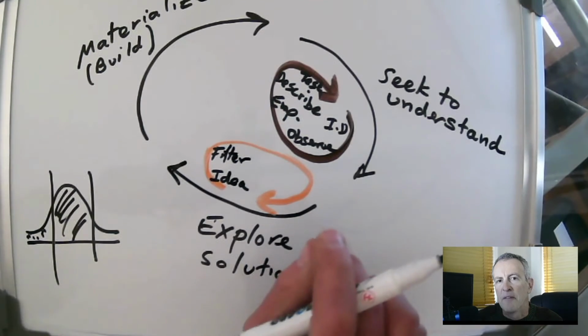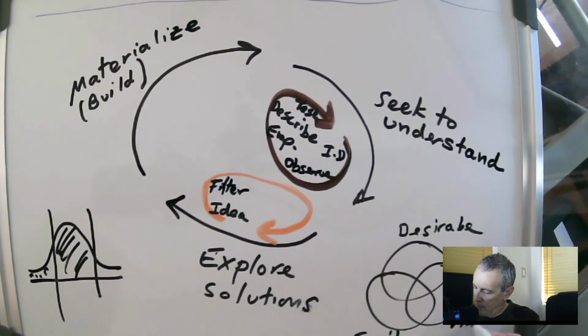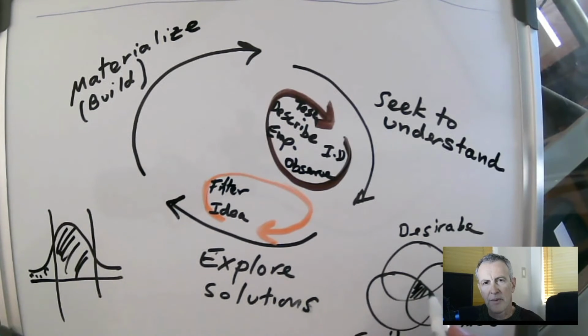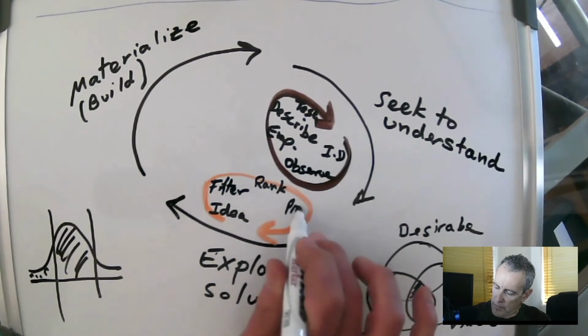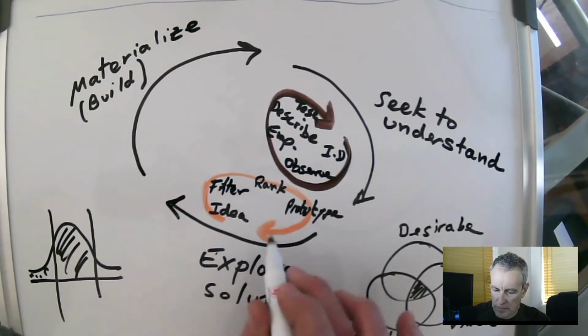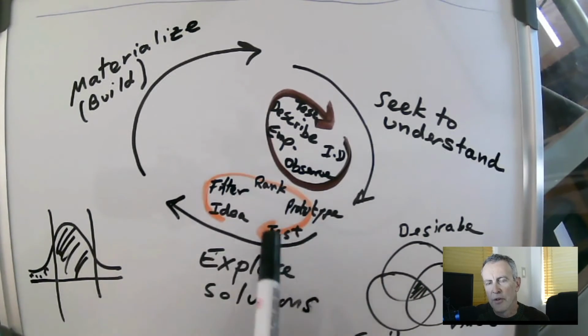Then you want to develop a filter for the ideas. It's generally a good idea to ask yourself, is the idea feasible, desirable, and viable? Only ideas that intersect these 3 would make it through the filter. Then you rank the ideas, prototype, and test. You repeat this process over and over.